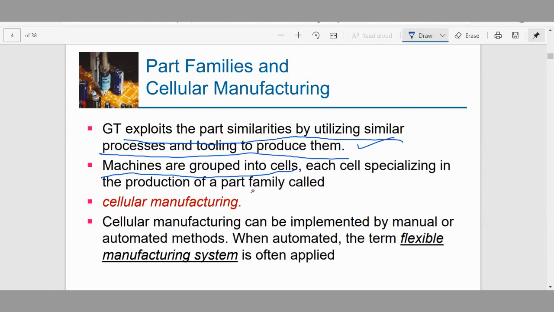That is called cellular manufacturing. Cellular manufacturing can be implemented by manual or automated methods. When automated, the term flexible manufacturing system is often applied.